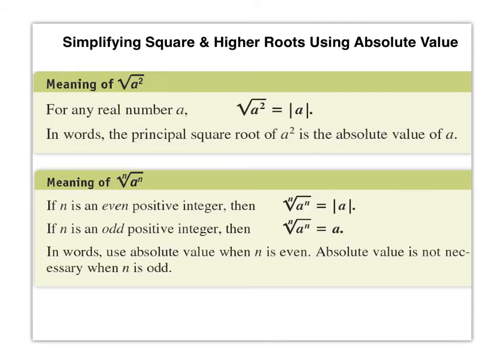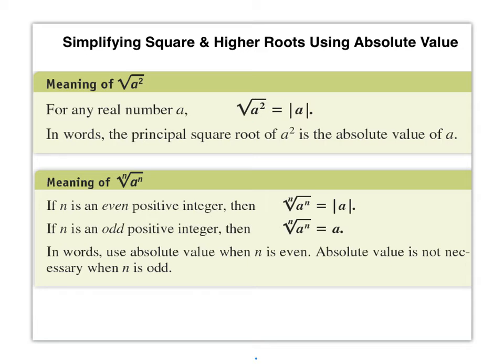We can simplify square and higher roots using absolute value, meaning the square root of a squared. For any real number a, the square root of a squared is equal to the absolute value of a. In words, a principal square root of a squared is the absolute value of a.